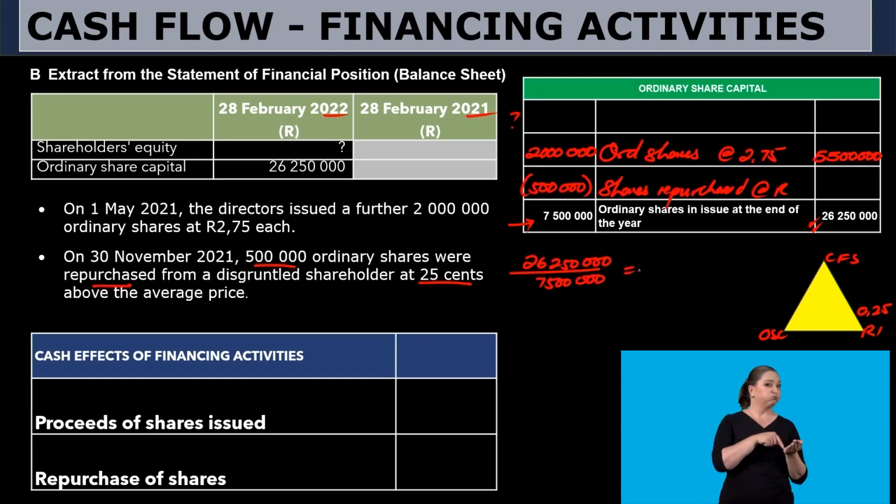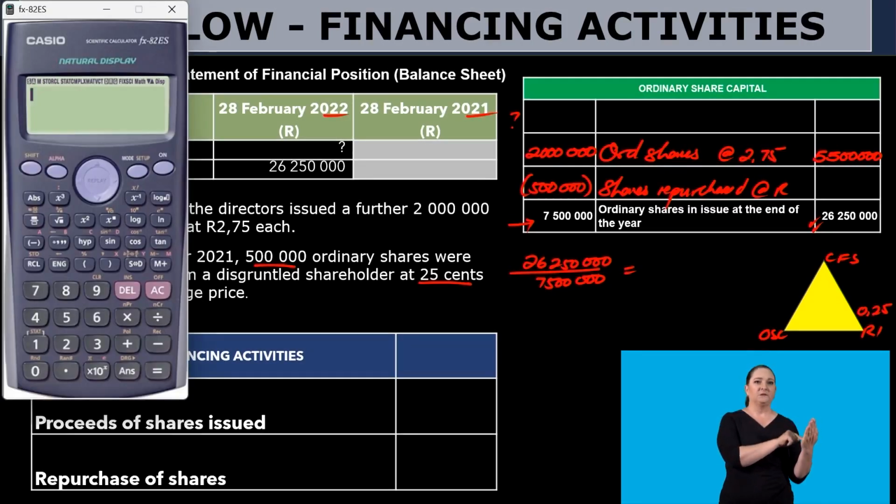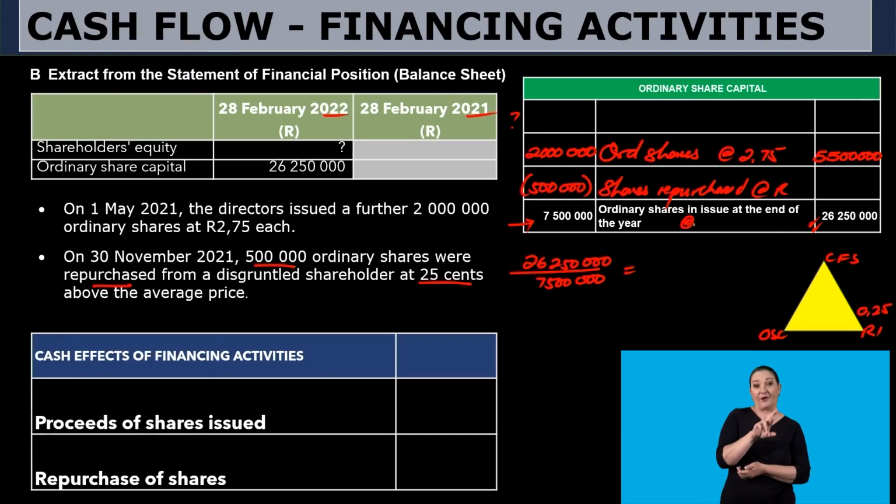Okay? And then we're going to punch that in the calculator. We want to get what is known as average price. On our calculator, we're now going to punch in 26,250,000, and then we say divide by the 7.5 million. That is the number of shares. That will give us now the average price of 3.50 Rand. That means at the bottom here, the average price was 3.50 Rand.